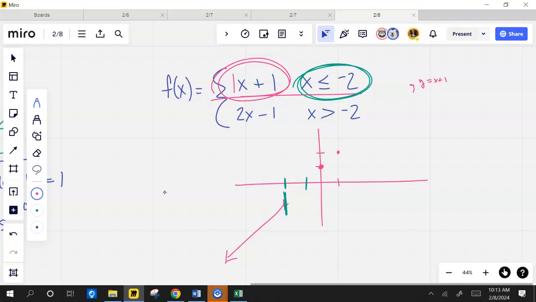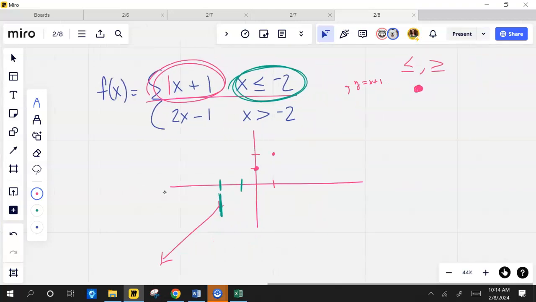Now, the next thing I have to determine is at -2, does it include -2 or does it not include -2? It does include. So if it does include, just like on a number line, I'm a solid dot. But if it's not included, I'm going to do an open dot. Okay? So right here at -2, where this line is, I'm going to put a closed dot. Nobody does. Sorry.